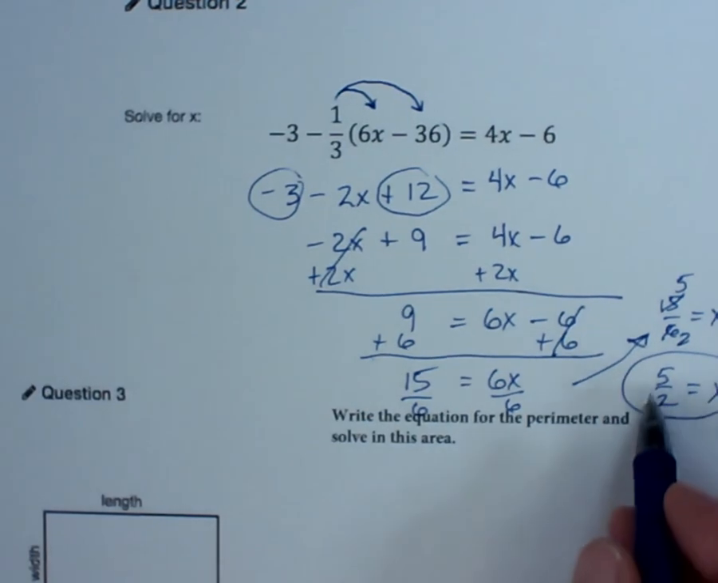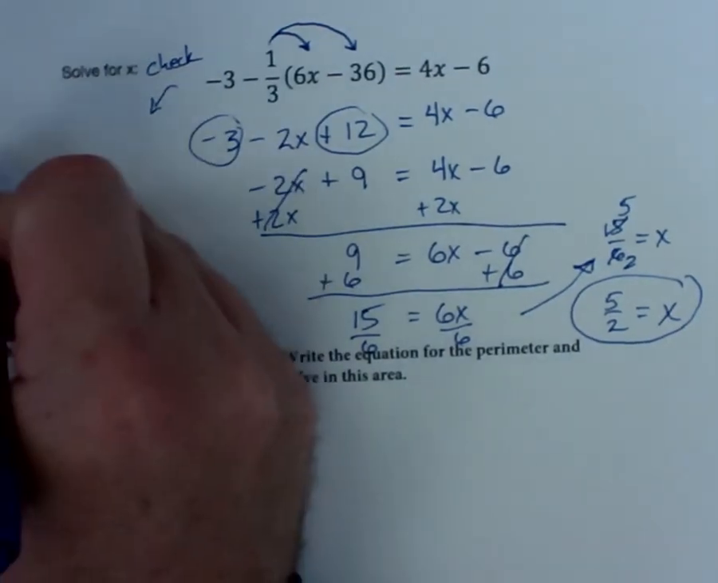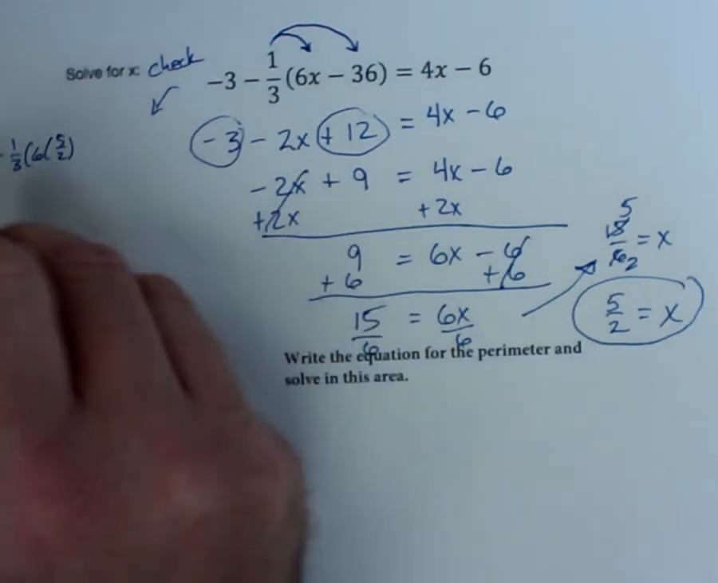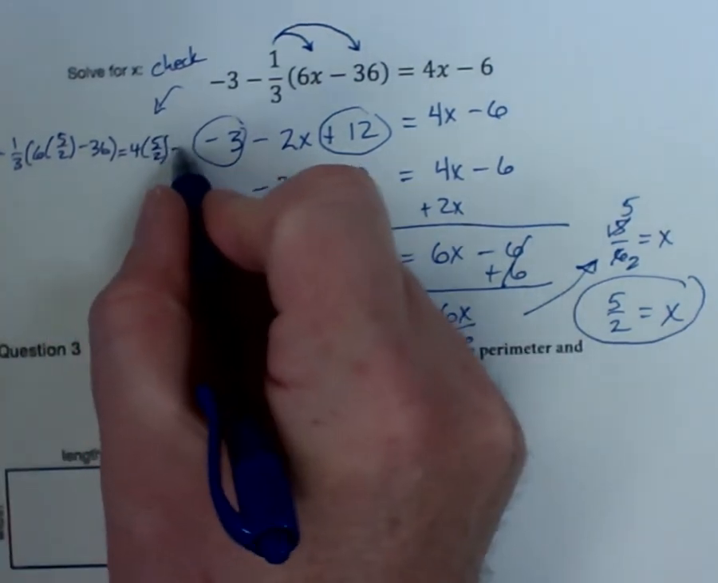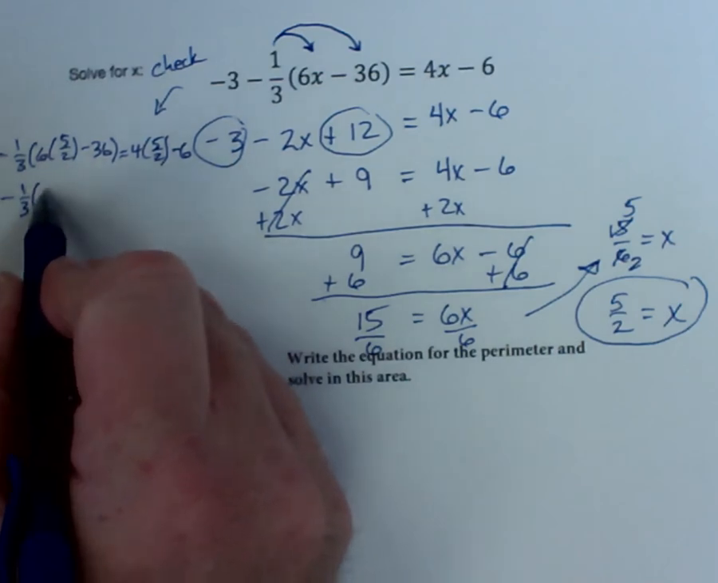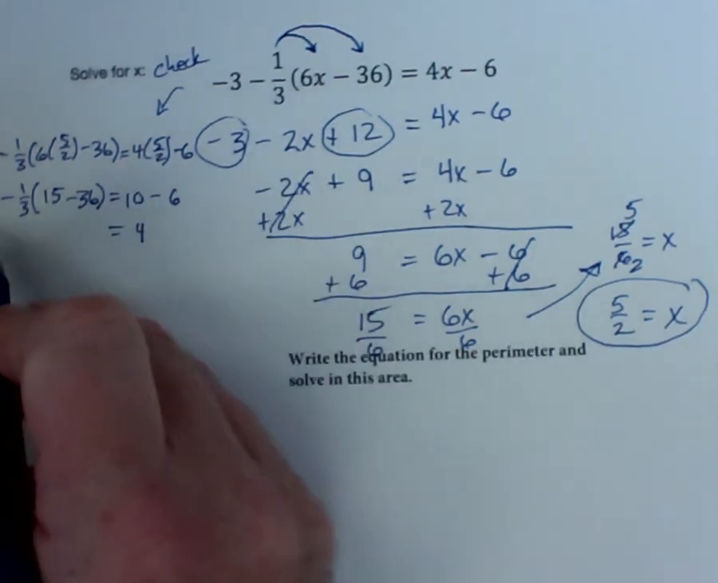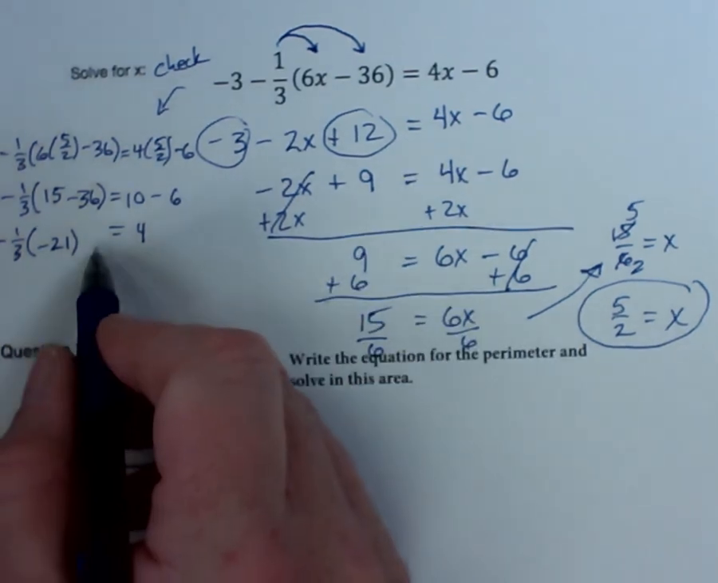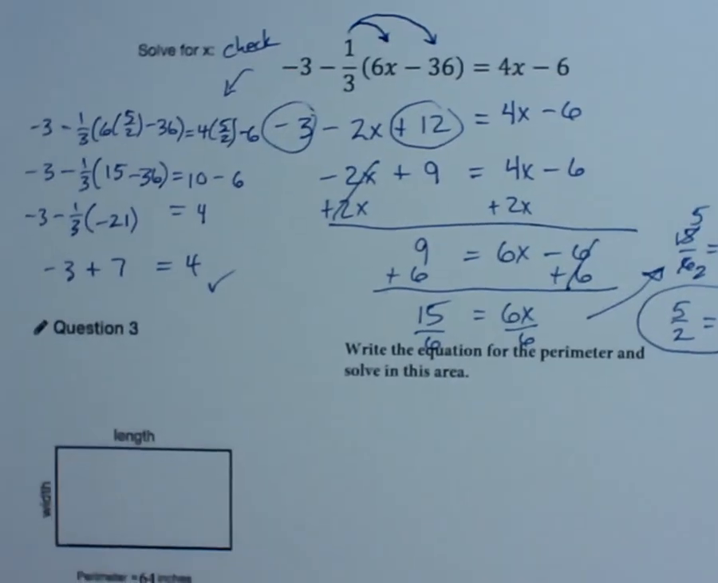If you have your doubts, you can put it back in there and try to do a check. Let's see what that would look like. Negative 3 minus 1/3 times 6 times 5 halves minus 36 equals 4 times 5 halves minus 6. Negative 3 minus 1/3, so that's 15 minus 36 equals 10 minus 6. Negative 3 minus 1/3, this is negative 21. Negative 3 plus 7 equals 4. Hey, it did check. Woo! Pretty complicated check.